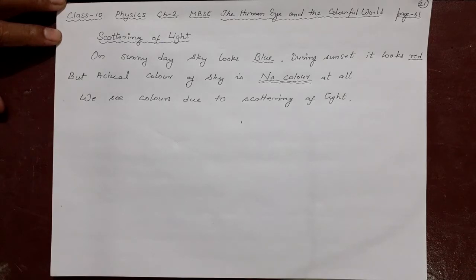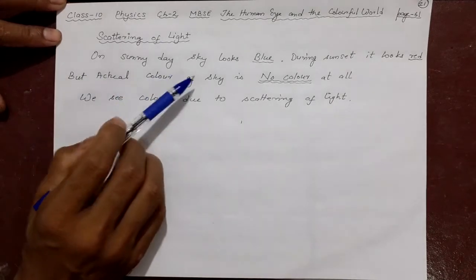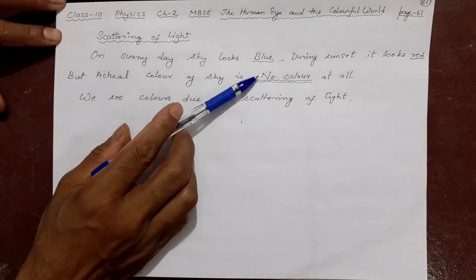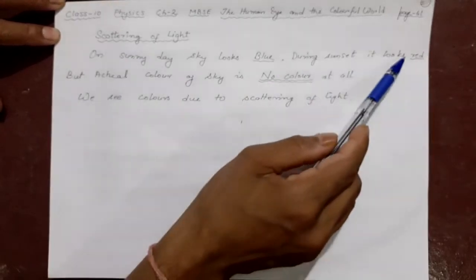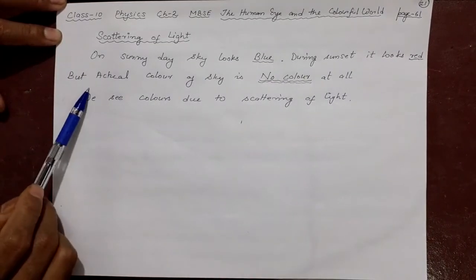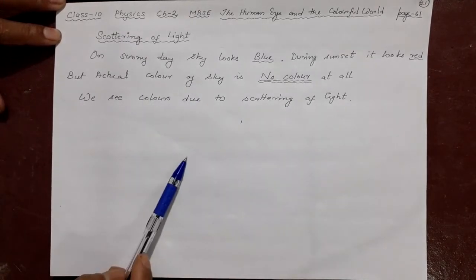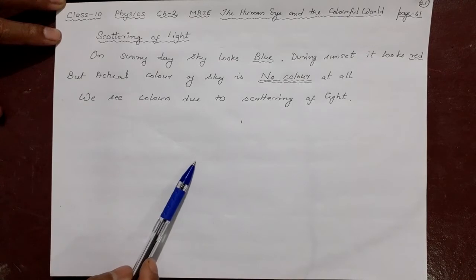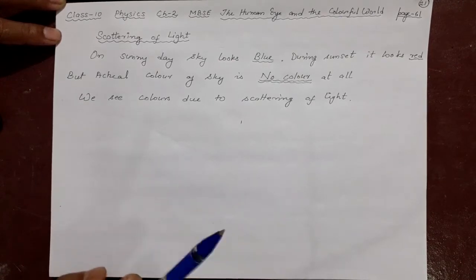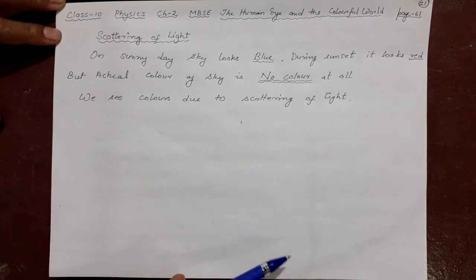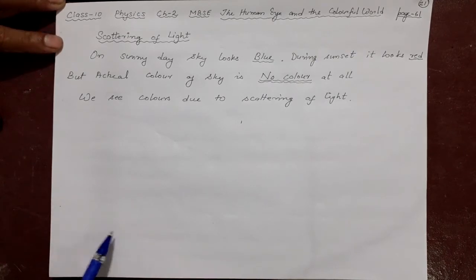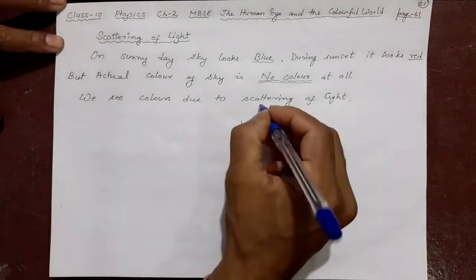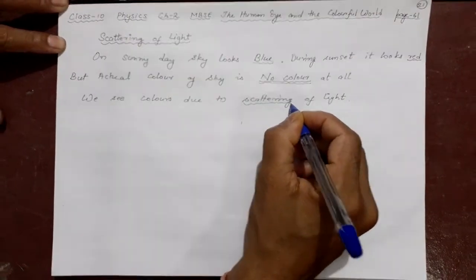Almost similar to understand. On a sunny day you have seen the sky looks blue. Very common. During sunset it looks red, but actually you know the color of the sky is no color at all. It is totally dark, just like in space, you must have seen in movies also. They show the space totally dark. There is no color in the space. The sky has no color. So we see these colors due to scattering of light.